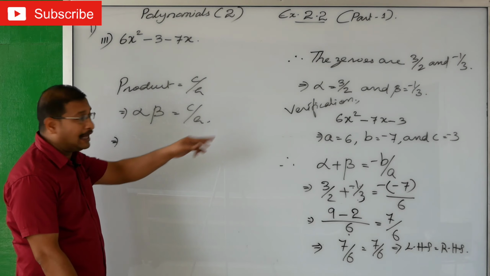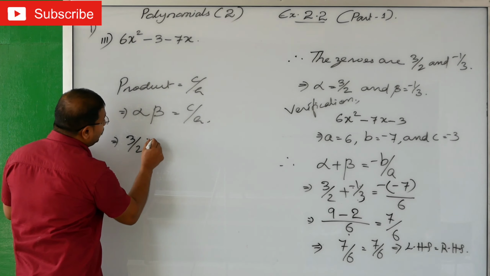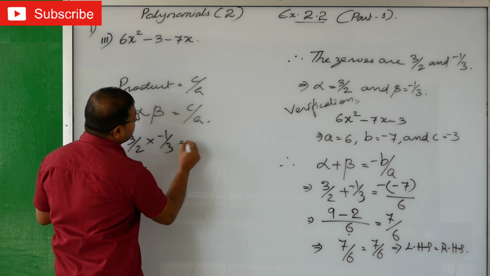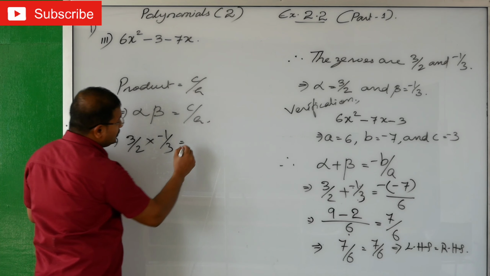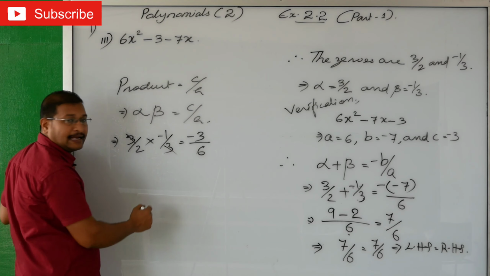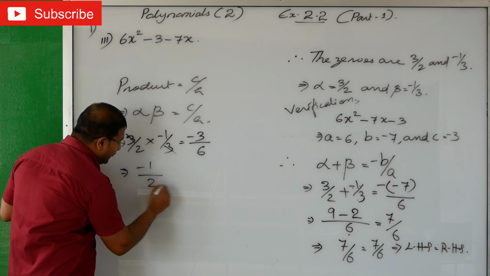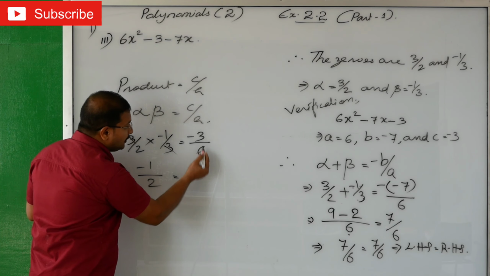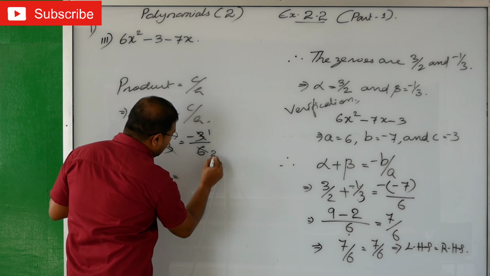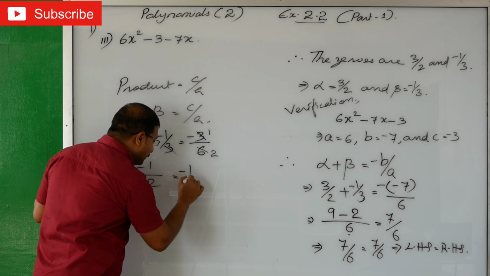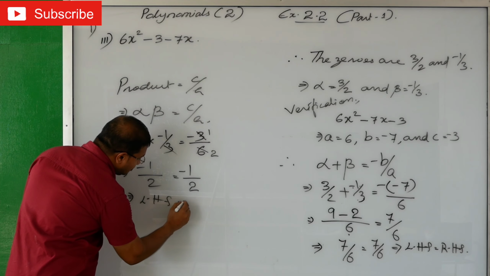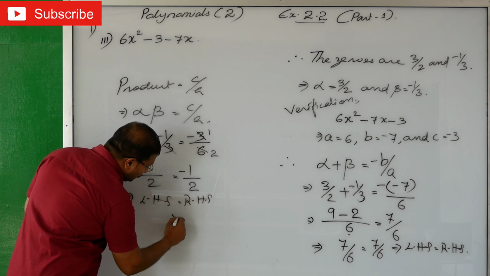Ready? What is the value of alpha? 3 by 2. 3 by 2 into beta, minus 1 by 3, equals, what is the value of c? C is minus 3 by, what is the value of a? 6. Now see, 3 will cancel. We'll get only minus 1 by 2. Minus 1 by 2 equals, here we can cancel by 3. 3 1s are 3, 3 2s are 6. We'll get minus 1 by 2. This implies LHS equals RHS. That means what will you write? Verified.